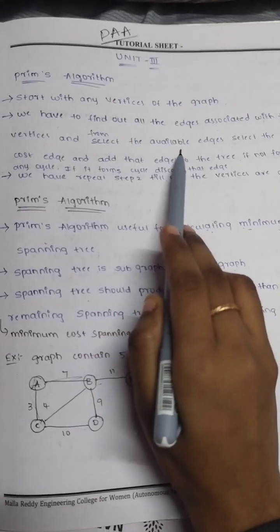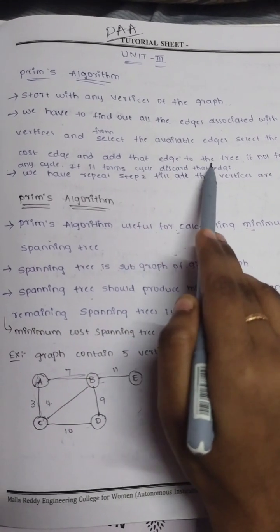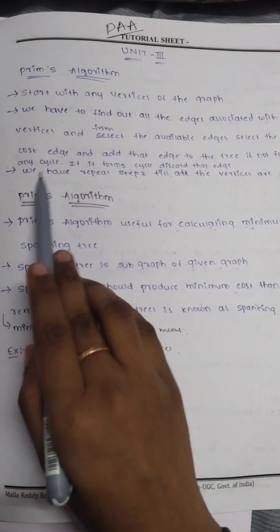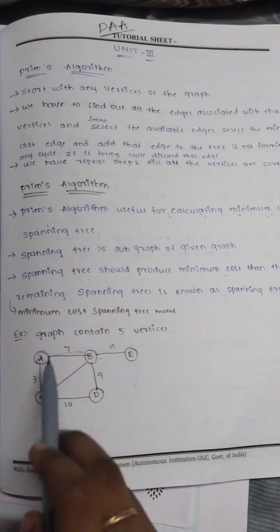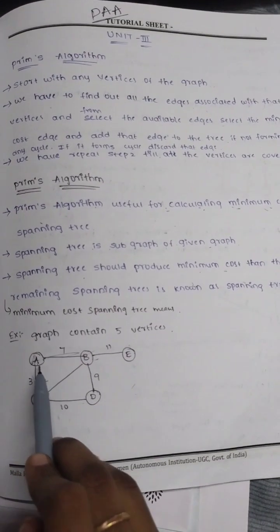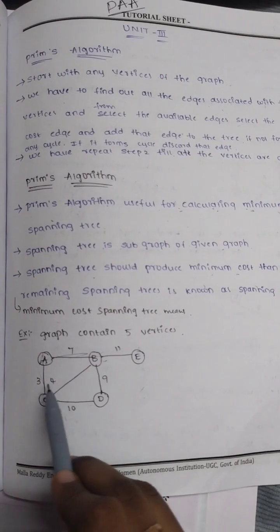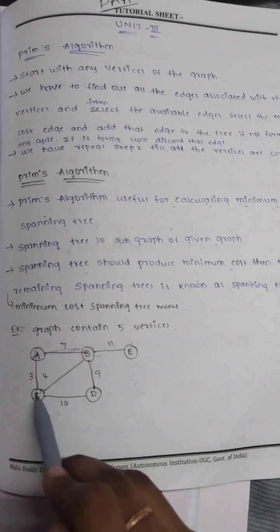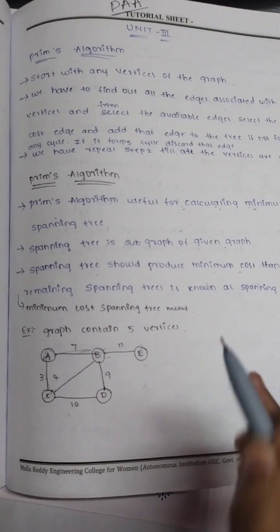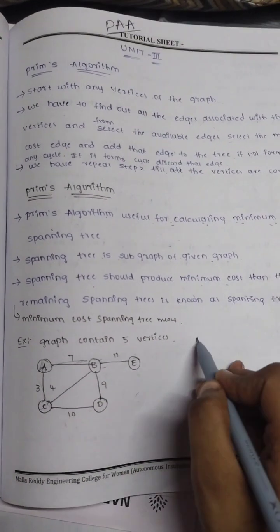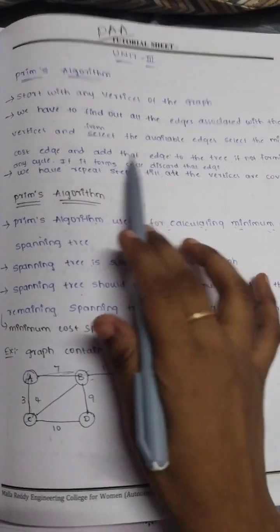From the available edges, select the minimum cost and add that edge to the tree if it is not forming any cycle. If it forms a cycle, discard the edge. So if we select one vertex, its adjacent edges are C and D. We take the minimum cost from these and add it to the tree if it is not forming any cycle. If it is forming a cycle, we discard that edge. Okay, this is Prim's algorithm.